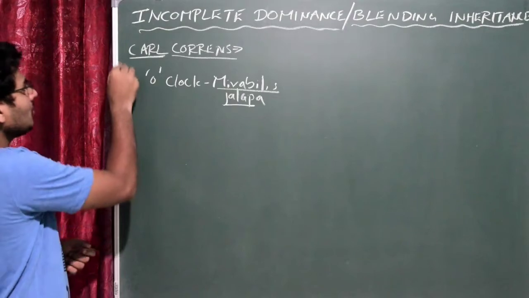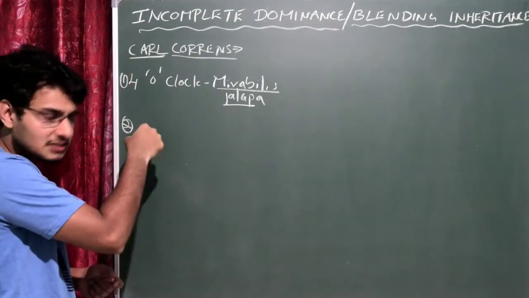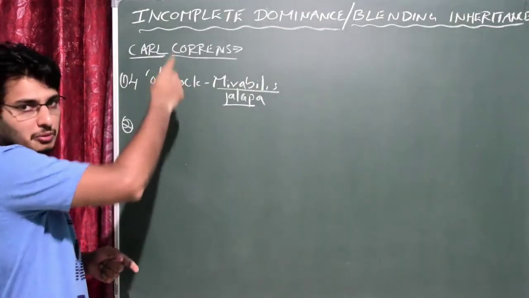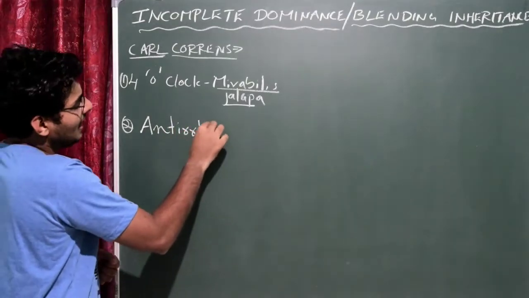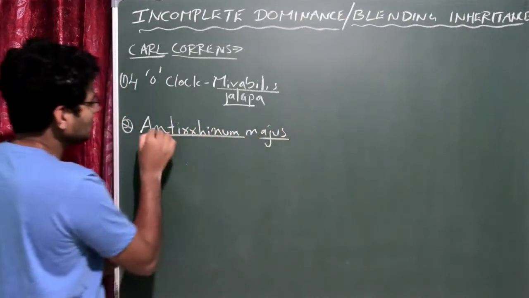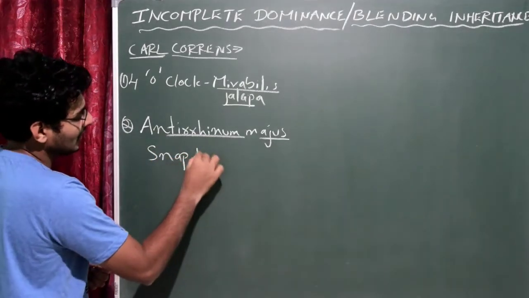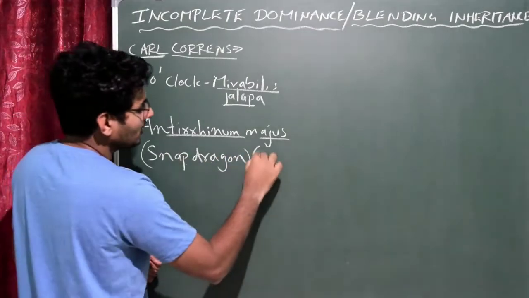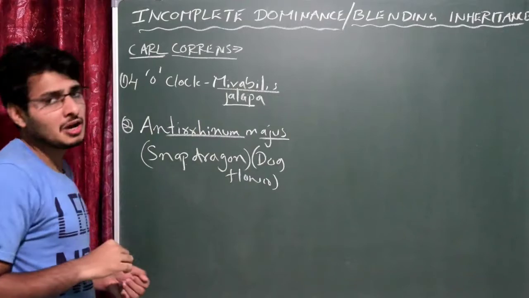Okay, and another plant I just want to write here. The second example, which is given in your NCERT. This one, Mirabilis jalapa, is not given in your NCERT. That's it, but you have to remember both. Another plant, that is Antirrhinum majus. Antirrhinum majus, it is also called as snapdragon. Okay, the name of the plant is also snapdragon, or it is also called as dog flower. These are the different names for Antirrhinum majus.